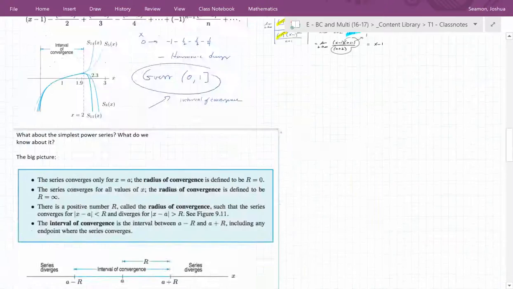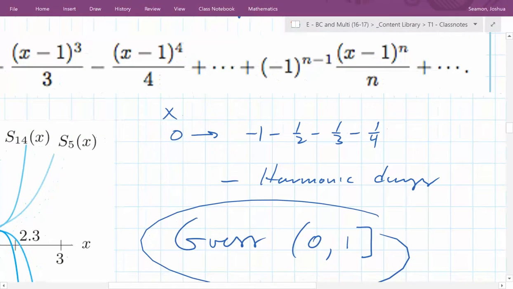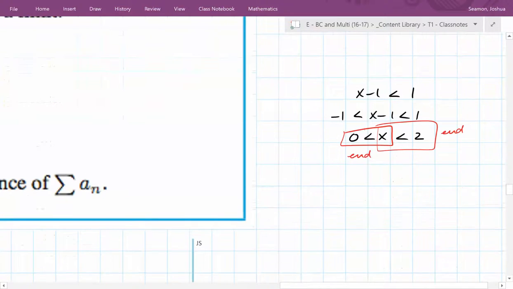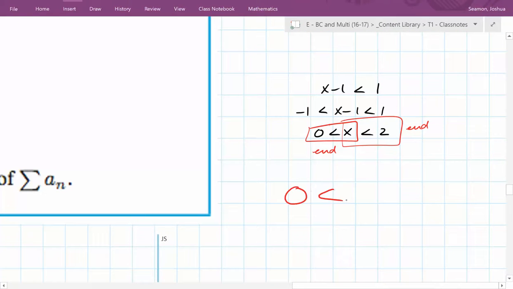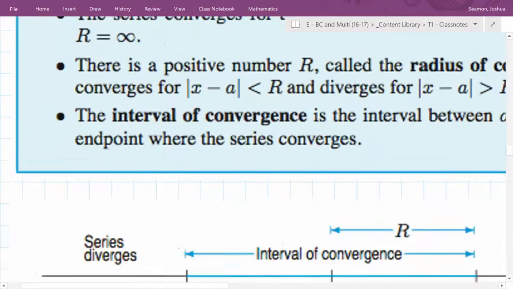So let's go back to the original series, which was right here. What happened when we plugged in 0? What did we get? We got the negative harmonic. So what is that? It's not part of the convergence, right? So it's definitely not. But then when you plug in 2, what do you get?